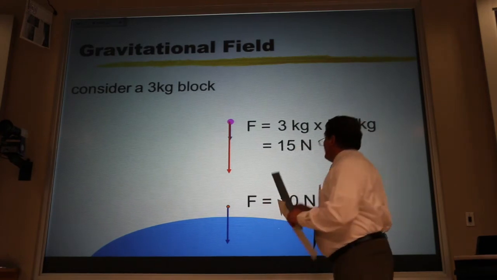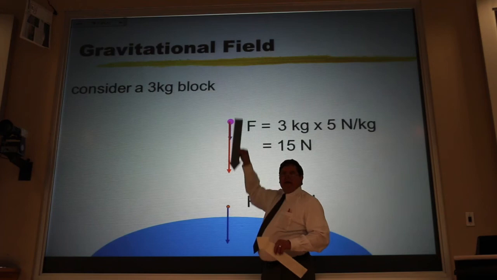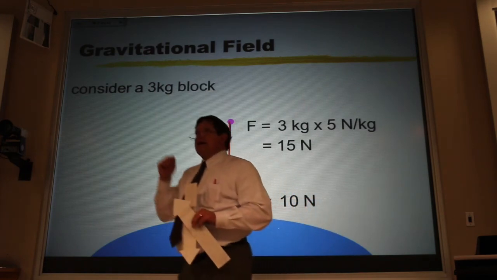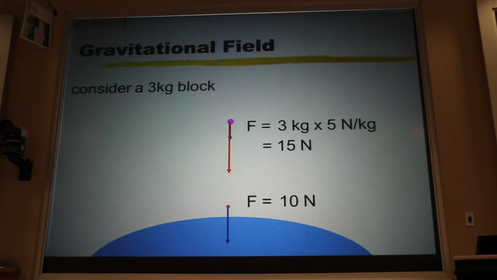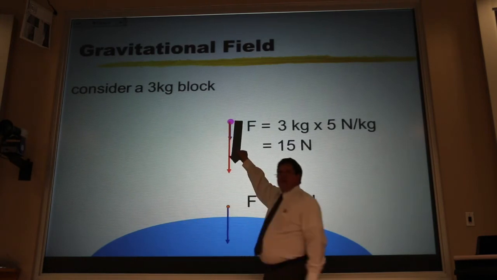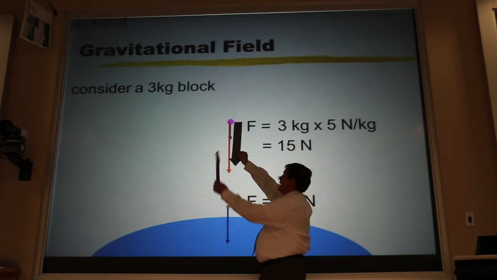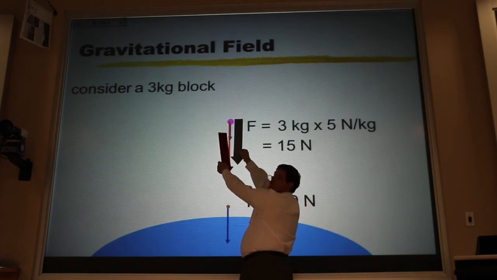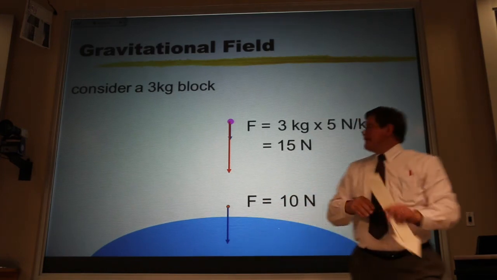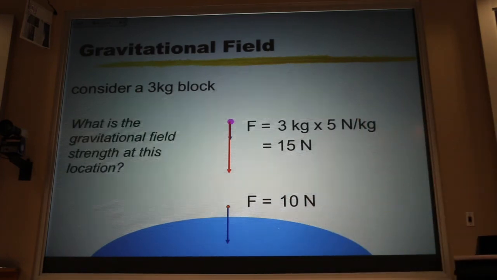Listen for them. This blue vector is the force that would act if I put 1 kilogram, 1 unit of mass there. It's the force that would act if I actually put 1 kilogram there. This one is imaginary. It exists there whether the 3 kilograms is there or not. When I put the 3 kilograms there, I get an honest-to-goodness force. Okay? Now, the gravitational field strength at that location, I would say, is 5 newtons for each kilogram.